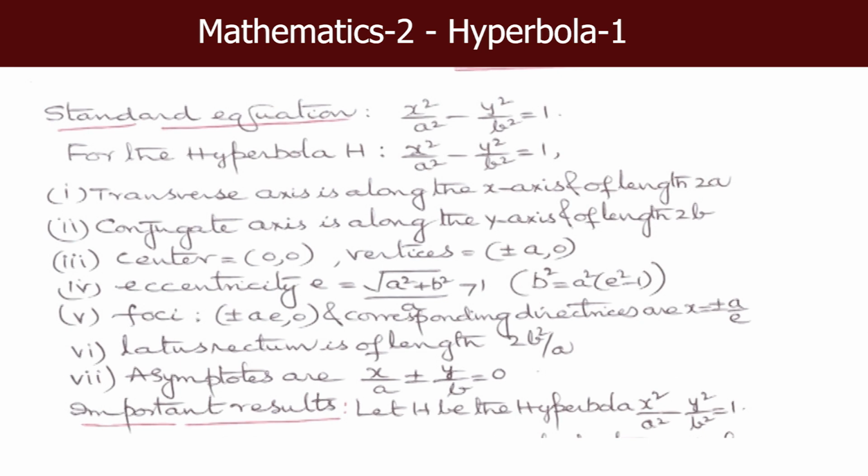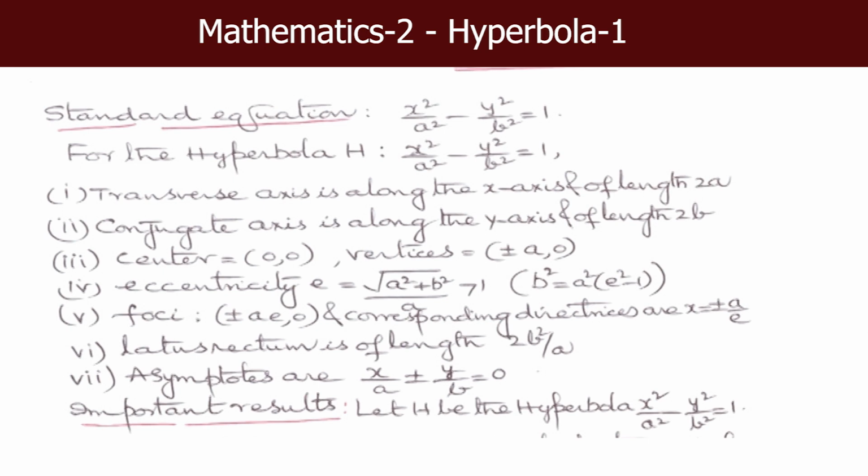The relation connecting the semi-transverse and semi-conjugate axis and also involving the eccentricity of the hyperbola is given by b square equal to a square into e square minus 1. Foci plus or minus a, 0, same as in the case of ellipse. Corresponding directrices: the directrix corresponding to the focus (a, 0) is x equal to a by e, and the other directrix corresponding to the other focus (minus a, 0) is x equal to minus a by e. Well, these are the same as in the case of ellipse. Latus rectum 2b square by a, length of the latus rectum, same as in the case of ellipse.